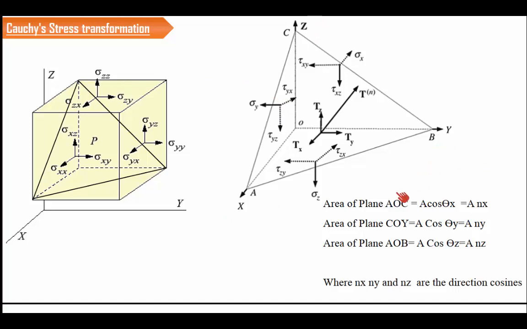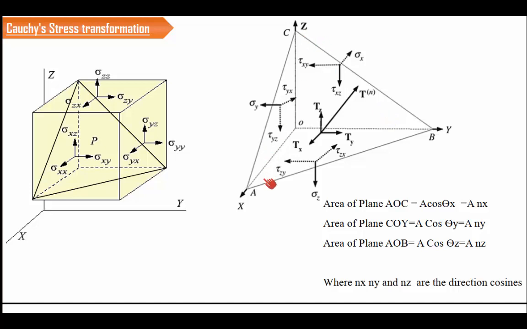We already learned that we cannot directly transform stress, or directly resolve the stress into a particular direction. In order to resolve, we have to first convert these stresses into forces. It is very simple to convert this stress system into force. It is by multiplying it with the corresponding normal area. So we are now going to find out the area of the planes AOC, COB and AOB. We assume that the area of the plane ABC is capital A.